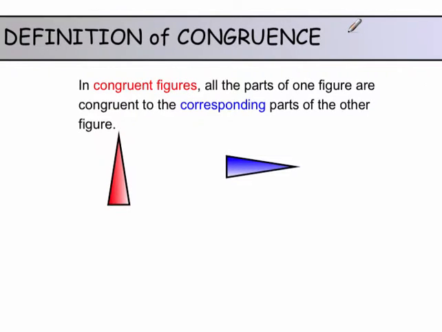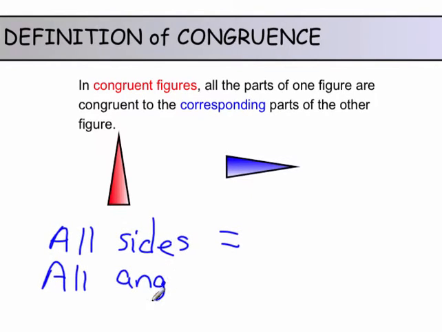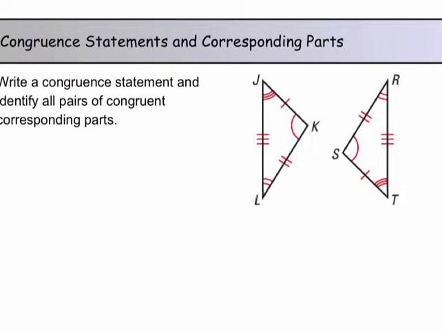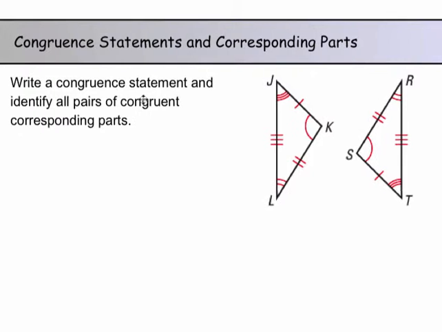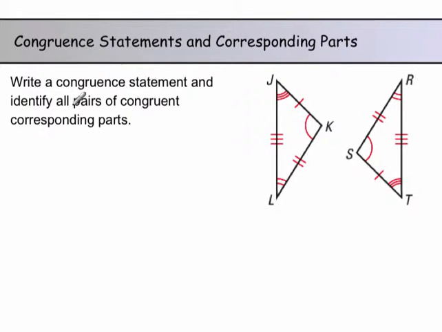Definition of congruence: in congruent figures, all the parts of one figure are congruent to the corresponding parts of the other figure. So again, as I said before, all sides are equal and all angles are equal. That would make them congruent. So let's look at these two triangles. I want to write a congruent statement and identify all pairs of congruent corresponding parts.